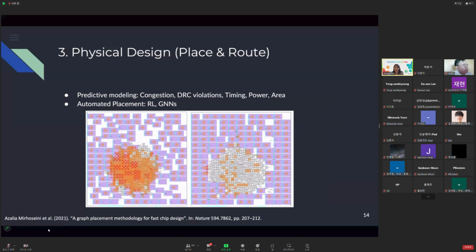And physical design is where I work, right? Cadence has the software named Innovus. That's the product that I'm working on, and it is the place and route tool. And when I was at Google, the AlphaChip project, that was also related to this place and route.